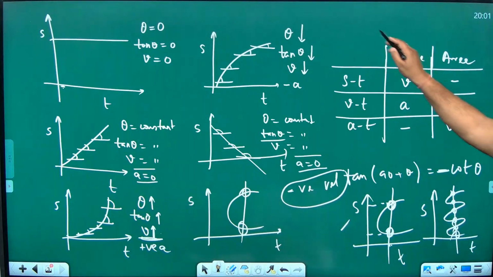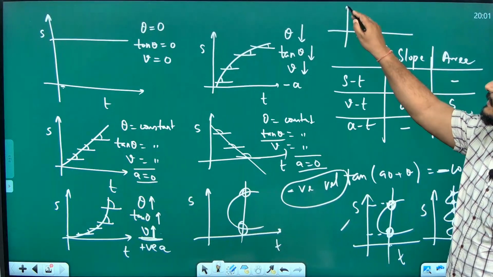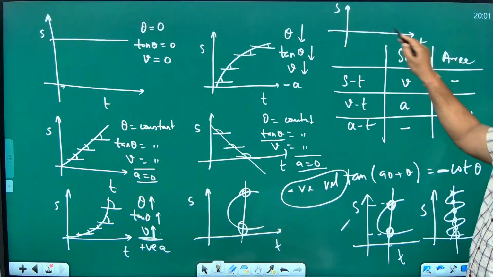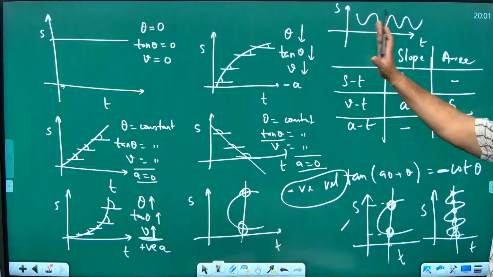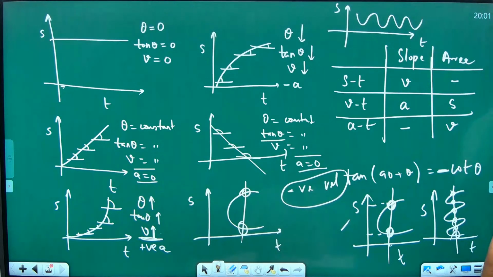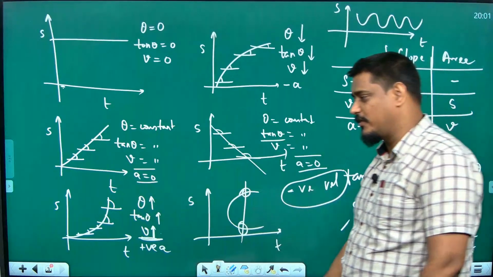But see, Indumati, if a graph is drawn like this, is this graph possible? Yes, sir, possible. Because for every time it has a specific position, isn't it? So possible. I hope you got the concept.